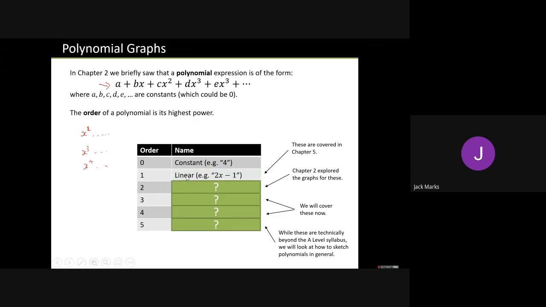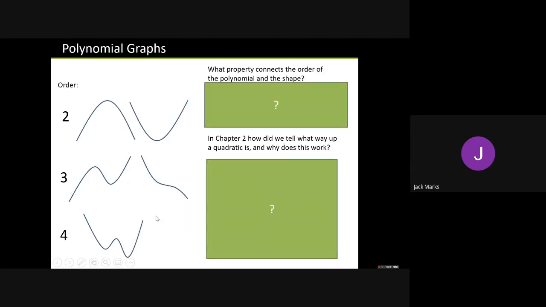Linear fits into this as well when there's just a 1x. This is chapter 5, the chapter after this mainly though. Quadratics we did before, and 3 and 4 is where we're going to focus on. And we could go further, but that's not in this specification. So one point to start with is looking at the order.